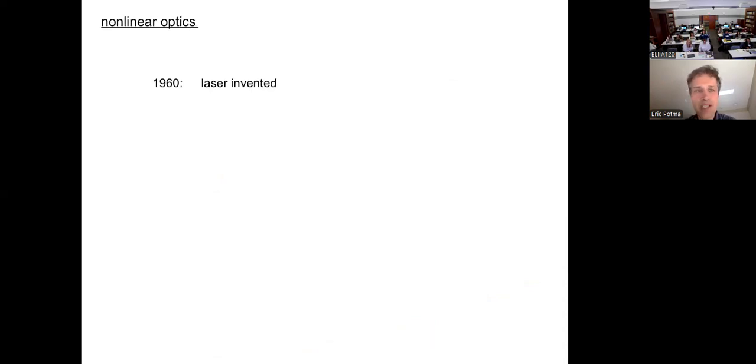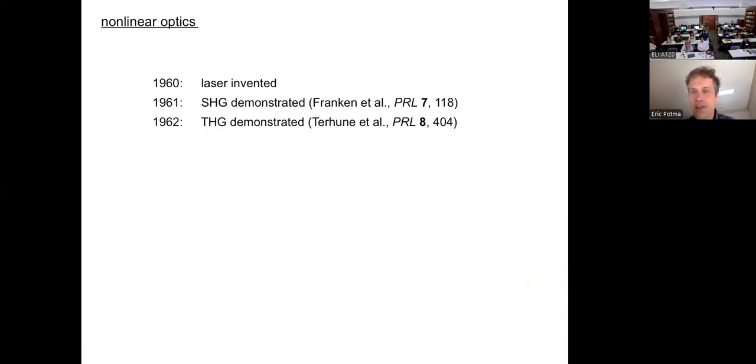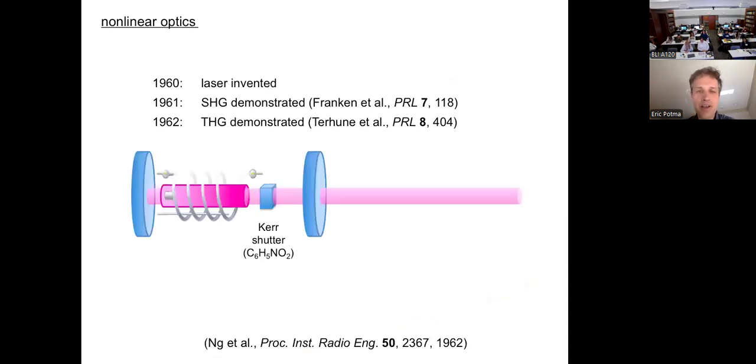So you may know that the laser was invented in 1960. When did people see the first nonlinear optical effects? It turns out the next year already, and that was second harmonic generation. One year later, third harmonic generation was published. And here's another interesting one.